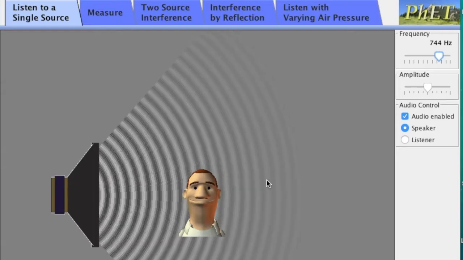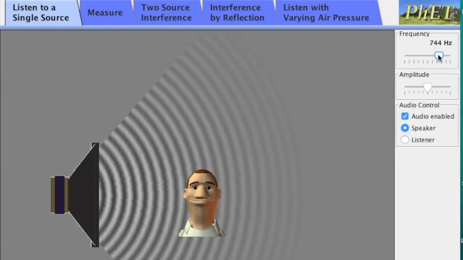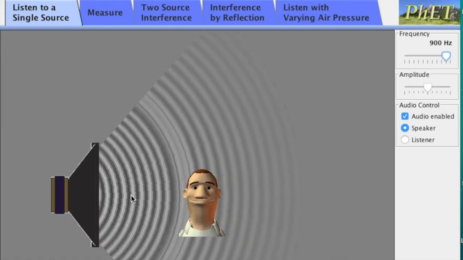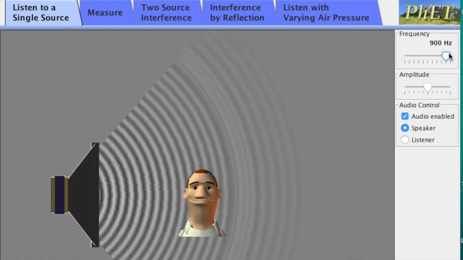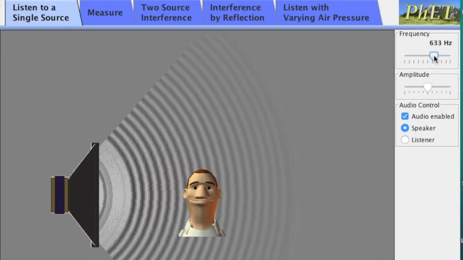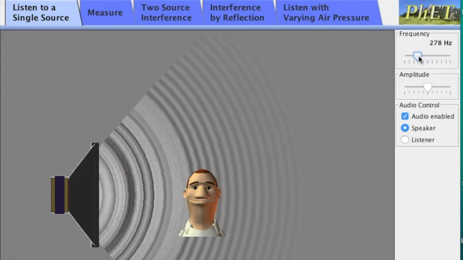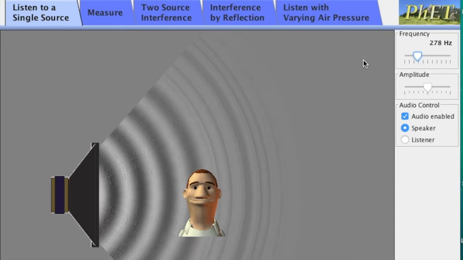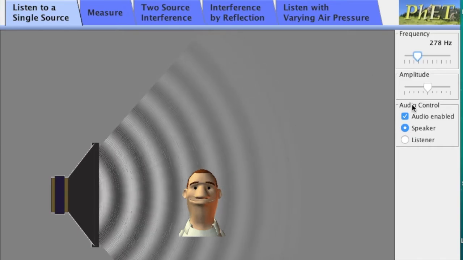And what does it sound like? It sounds higher pitched, right? It's a very high pitched sound. So the higher the frequency, the higher the pitch. The lower the frequency, the lower the pitch, right? So a very low frequency wave now gives us a low pitch.